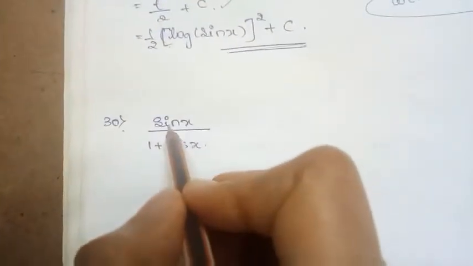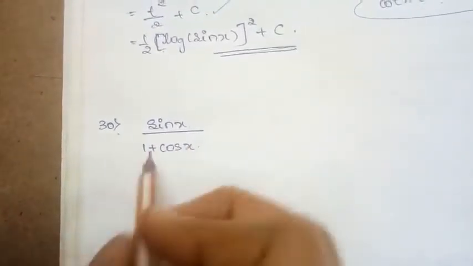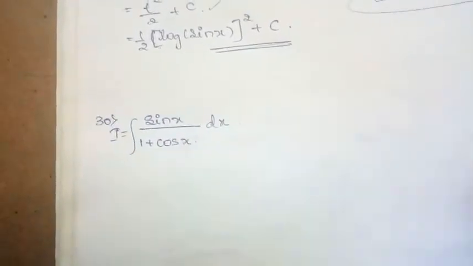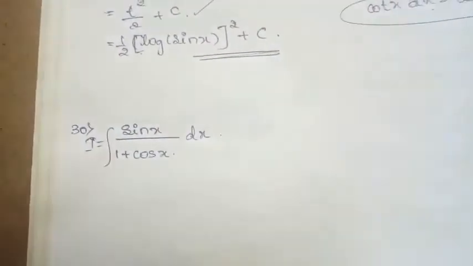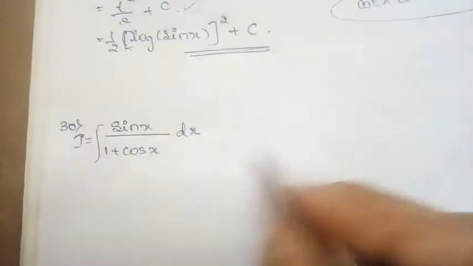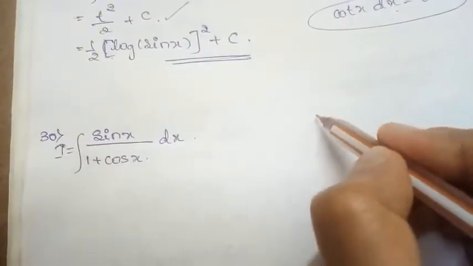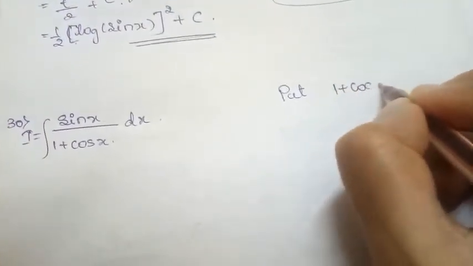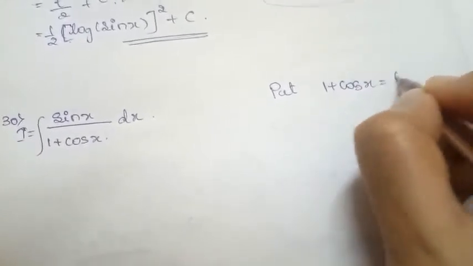The next is sin x divided by 1 plus cos x. So I will take this one as I first and then go with the substitution. Clearly, by looking at the substitution, I hope that upon solving so many questions, you might have got the idea of what you need to substitute. So I am substituting 1 plus cos x is equal to t.